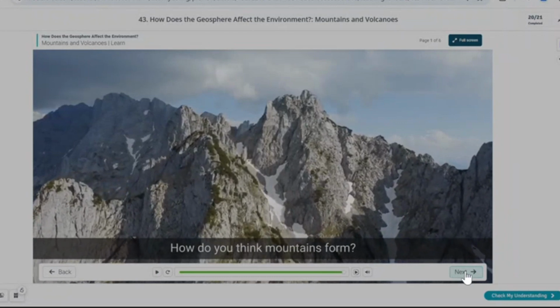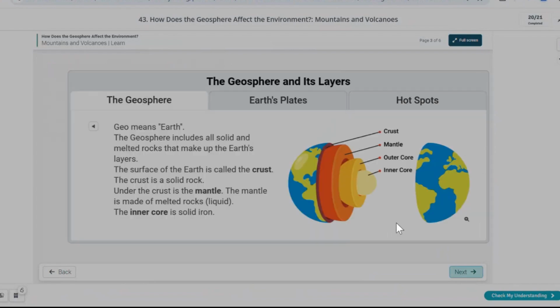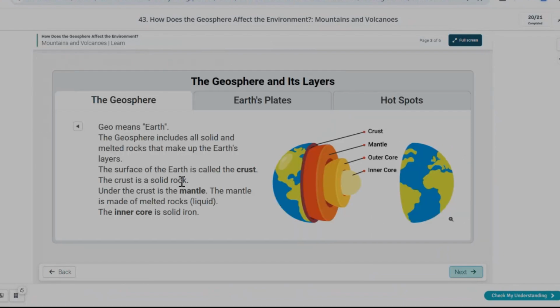Okay, so they begin with the video of the mountains, and then next you will see this is about the geosphere. All the rock and soil on the earth are the geosphere. So the geosphere includes all the solid and melted rocks that make up the earth layers. So the surface of the earth can be divided into 4. So listen.